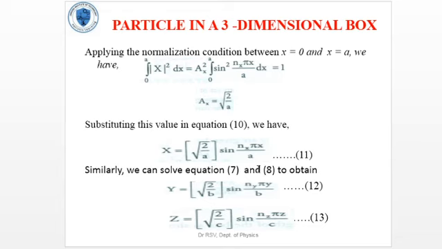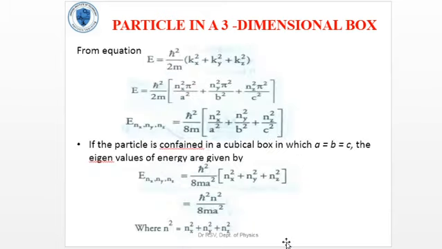Similarly, we can solve equations 7 and 8 to obtain Y is equal to root of 2 by b sin n pi y by b, and Z is equal to root of 2 by c sin n pi z by c. From the equation, E is equal to h cross squared by 2m into kx squared plus ky squared plus kz squared. E is equal to h cross squared by 2m into nx squared pi squared by a squared plus ny squared pi squared by b squared plus nz squared pi squared by c squared. E is equal to h cross squared by 8m into nx squared by a squared plus ny squared by b squared plus nz squared by c squared.